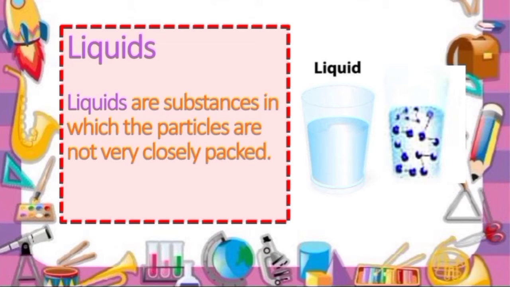Liquids are substances in which the particles are not very closely packed. Unlike solids, they have no fixed shape and can flow. They take the shape of the container they are poured into. Water, milk and juice are examples of liquids. If we pour some orange juice into a glass, it will take the shape of the glass. If we pour it into a bowl, it will take the shape of the bowl. Liquids can flow from one place to another and so are also called fluids.